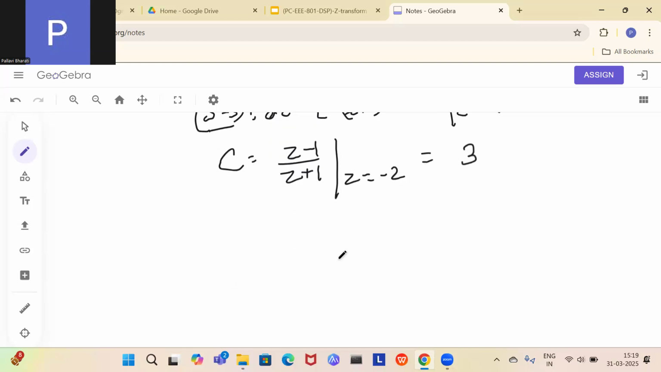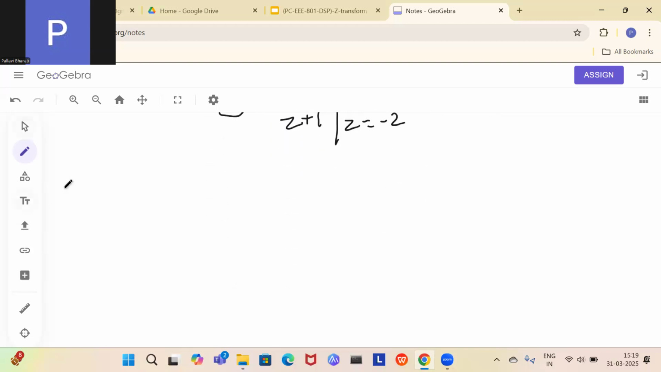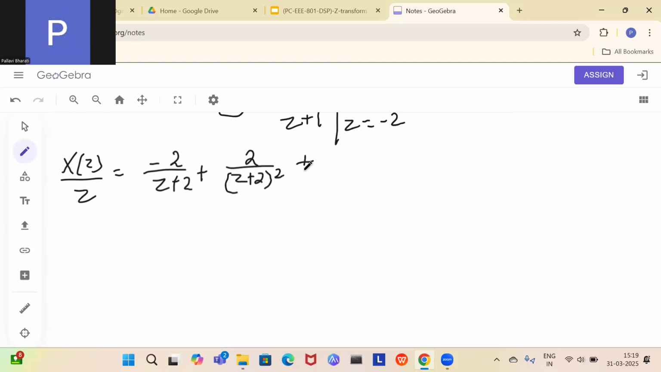Now we will write the full function the same way, that is X(z) by z. We will write X(z) by z is equal to A by (z plus 2). It was there. So now my A is 2 by (z plus 2). B is 2 by (z plus 2) whole square. C is 3 by (z plus 2) whole cube. And D is minus 2 by (z plus 1).